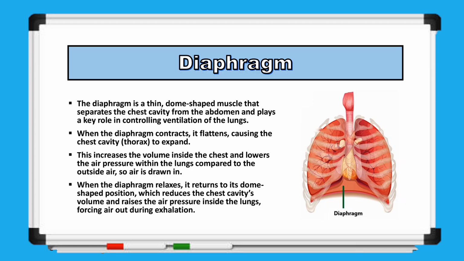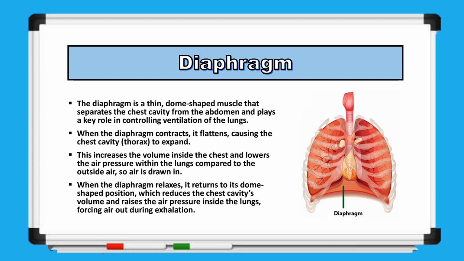When the diaphragm contracts, it moves downward and flattens out. This action causes the chest cavity, or thorax, to expand, creating more space for the lungs to fill. As the chest cavity expands, the volume inside the chest increases, and the air pressure inside the lungs becomes lower than the air pressure outside the body. Because of this pressure difference, air is drawn into the lungs. This is how inhalation occurs.